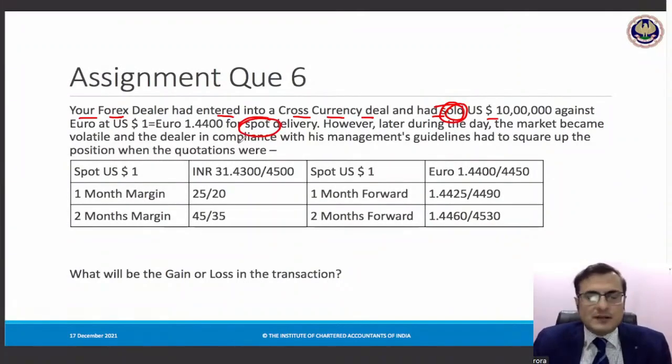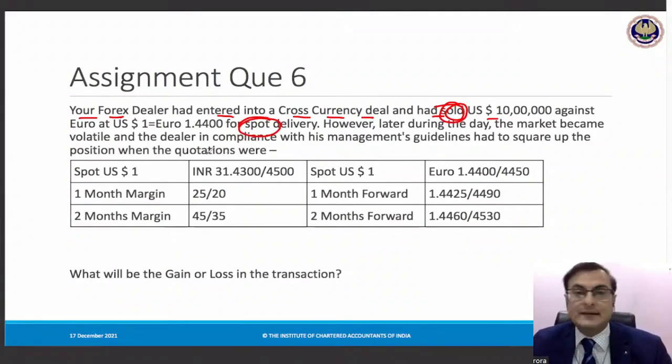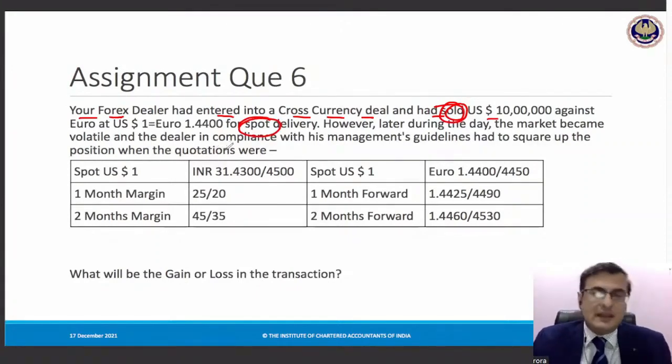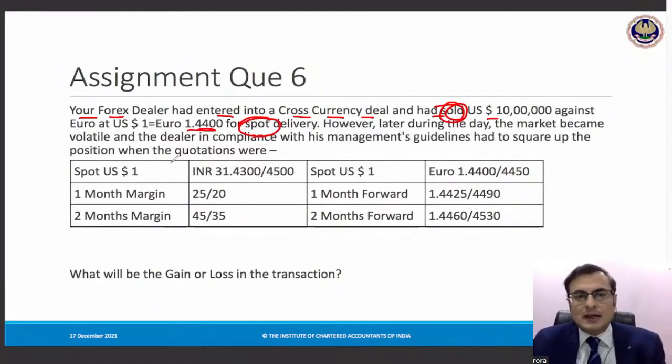The concept of forwards you will also be using in the IRP, the interest rate parity, where you have to calculate the forward rate. Very important for the exam. Maybe we can cover it today. Very relevant. But here the forward rate is given, so nothing to worry. So on the spot, this is the rate. $1 is equal to 1.44 euros.